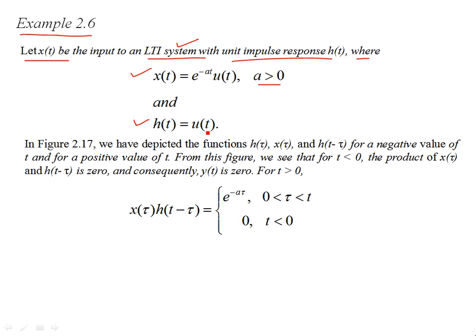Okay, h(t) is a unit step, the unit step function u(t), that is 1 for t greater than 0. The situation is as such. So you have an LTI system. It's a continuous time LTI system, so it is handling continuous time signals, right?